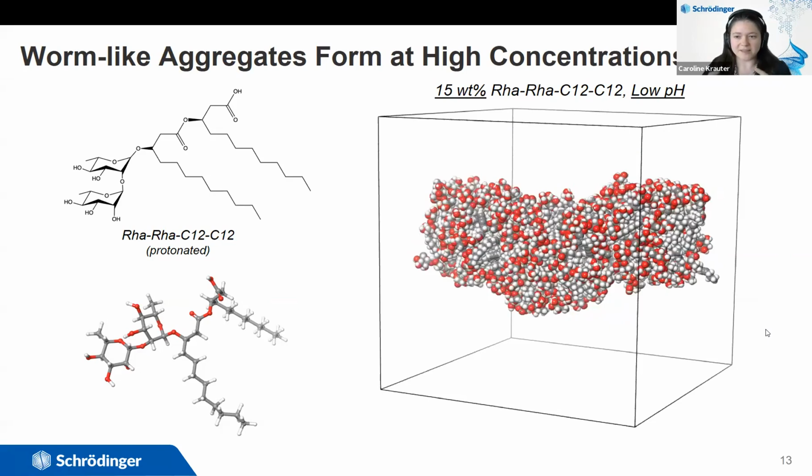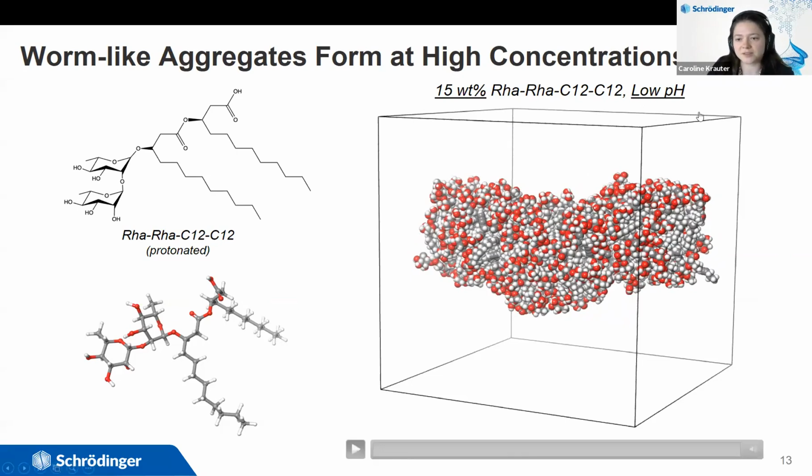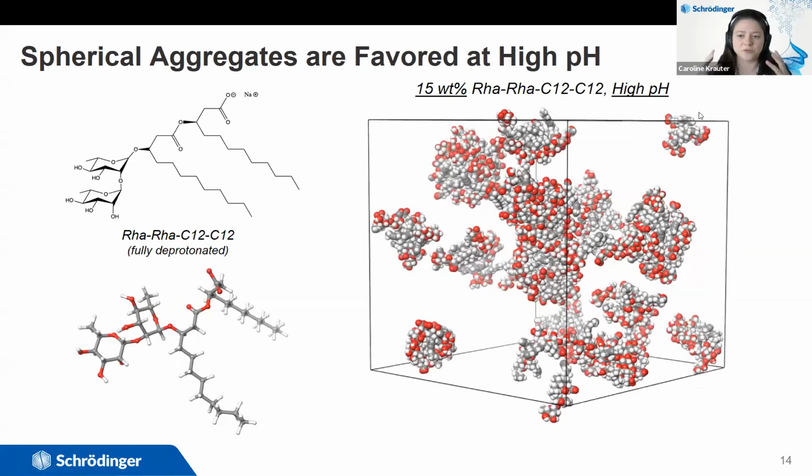Again, because we're keeping the number of biosurfactants constant within the simulation box, the total size and the total shape might sometimes change when we include larger systems. But what we're really interested in is the trends, for example, when going from these low pH conditions to high pH conditions. What does that do with the relative trend? So what does that do with our aggregates?